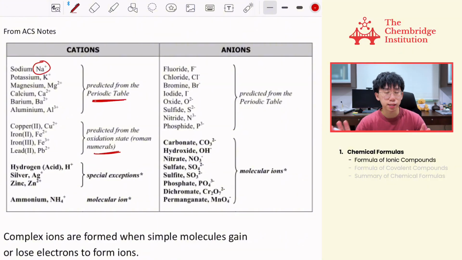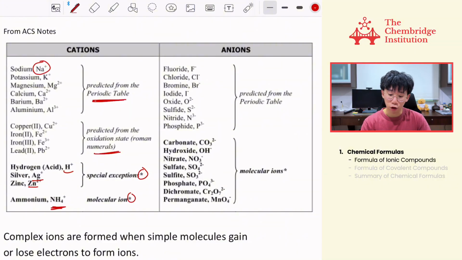Now the tough ones are the ones that you have to go and memorize, those that are bolded, those with asterisks as well. There are some special exceptions. For example, hydrogen is H+, silver is Ag+, zinc is Zn2+. These are not very easy to predict. And if you look at your complex ions, for example the cation, ammonium is a very common cation. You have to memorize this, NH4+.